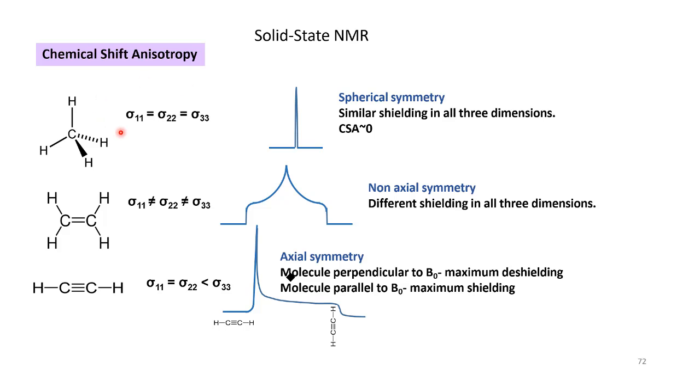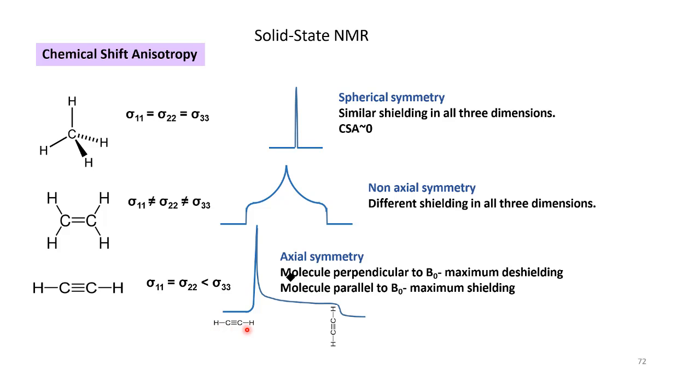So the chemical shift anisotropy: if it is a spherical symmetry, we'll get sigma 1, sigma 2, sigma 3 all equal, and in that case we will get a very sharp peak because of the high shielding. But if it is non-axial symmetry, then these will not be equal, and we will get a very broad peak, because of different shielding in all three dimensions. And if it is axial symmetry, then two of the magnetic field components will be equal and the other will not be equal. So in that case, we will get an asymmetric curve like this.